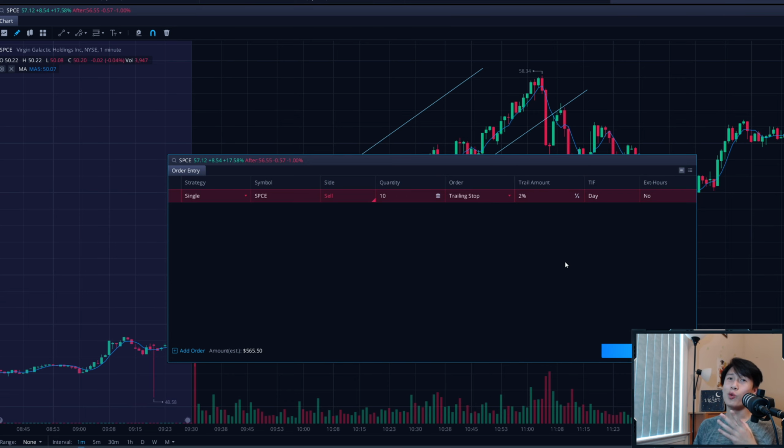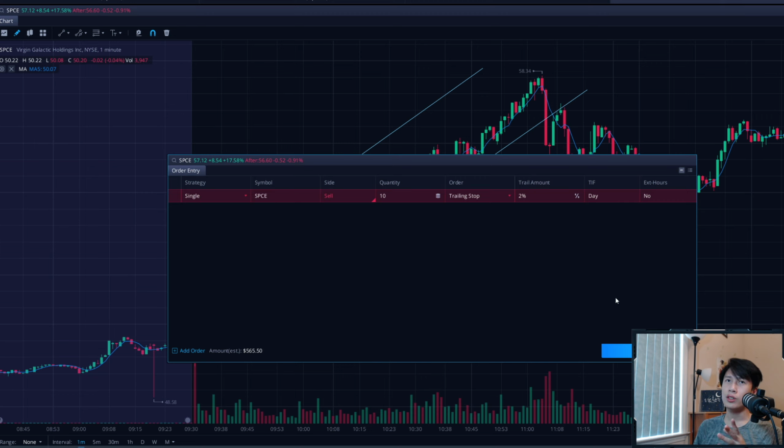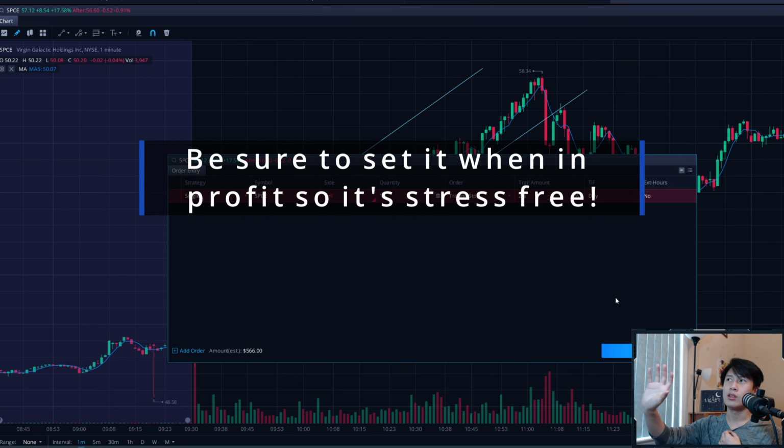And the cool thing is once you place it, you don't have to worry, right? So notice how it says right here, available trading hours for trailing stop loss orders are only available from 8 a.m. to 4 p.m. Pacific. It's not Pacific, Eastern time. So obviously I can't place it now, but once you place it, normally it would just execute, and you don't have to worry about it at all. And once that trailing stop loss is hit, it will then execute the trade for you.